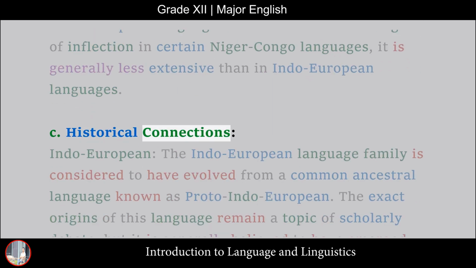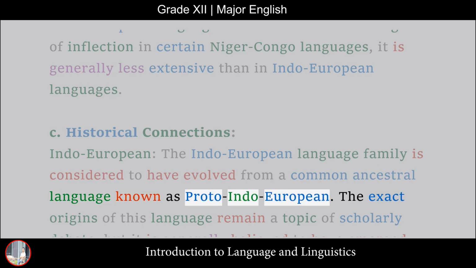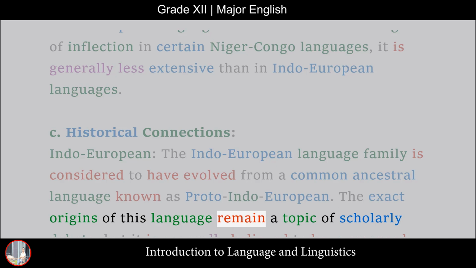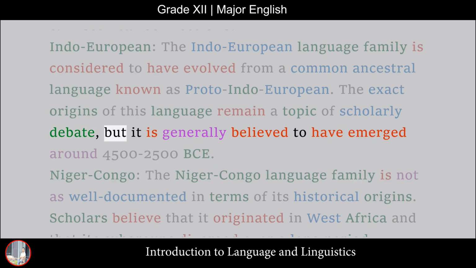C. Historical connections. Indo-European: The Indo-European language family is considered to have evolved from a common ancestral language known as Proto-Indo-European. The exact origins of this language remain a topic of scholarly debate, but it is generally believed to have emerged around 4500 to 2500 BCE.